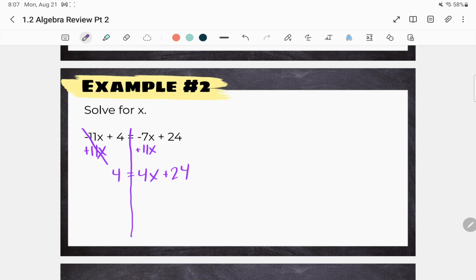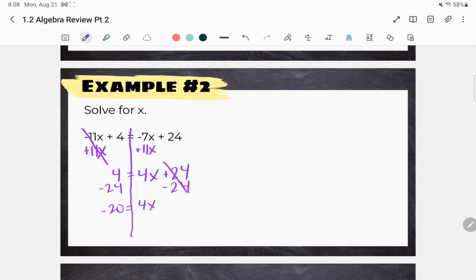And now this is back to a two-step equation, so it's being added or subtracted. It's that plus 24. The opposite is minus 24. See, I'm putting the numbers underneath the numbers like that. 4 minus 24 gives me negative 20. These 24s cancel out, and the 4x is brought down.